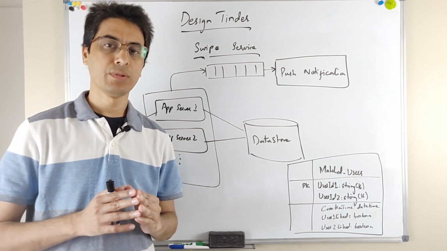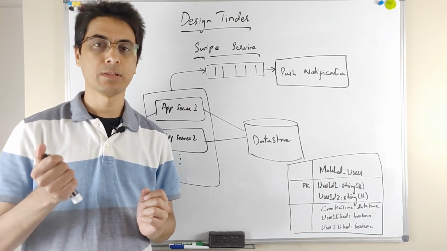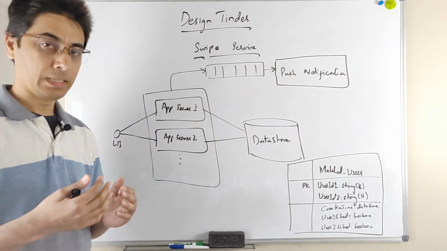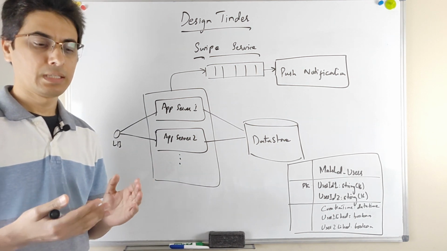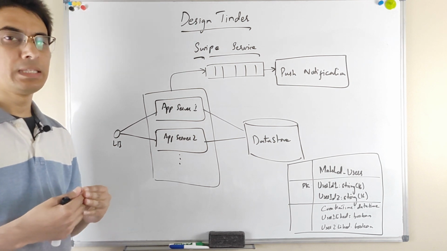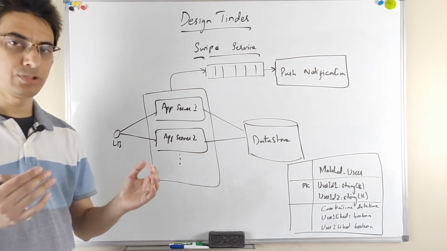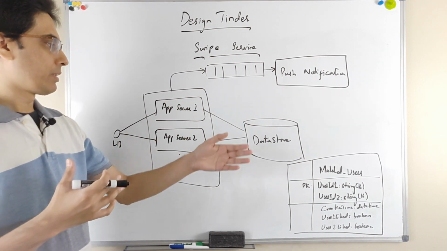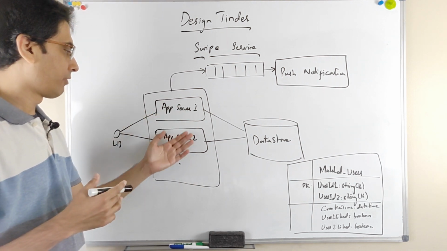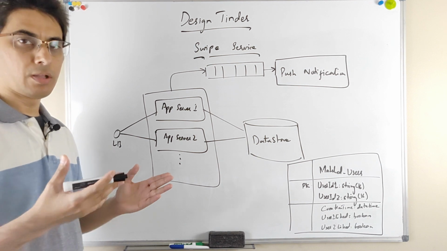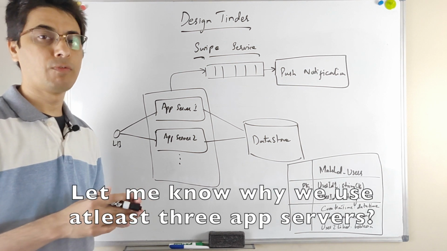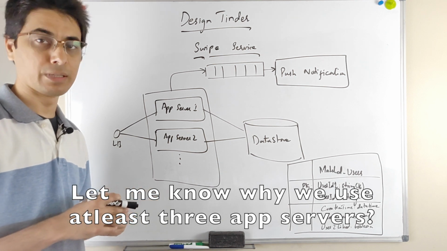This is the overall design of the swipe service. Whenever a user swipes left or right to either unlike or like a user profile, the Tinder client app stores that information, and then it periodically sends the batch of those swipes to the swipe service. The swipe service itself consists of different application servers. There will be 3 or more application servers. I have a question for you. Can you guys tell me in the comment below why we need at least 3 application servers?